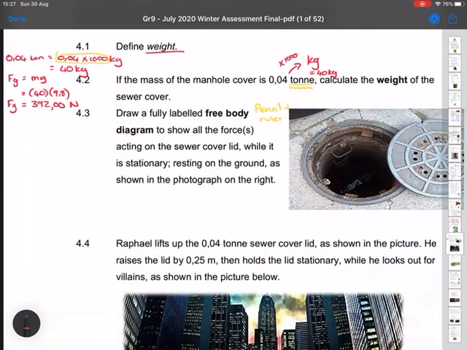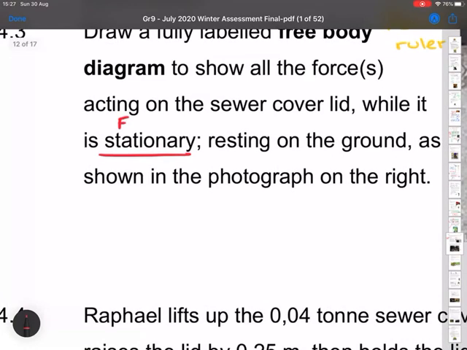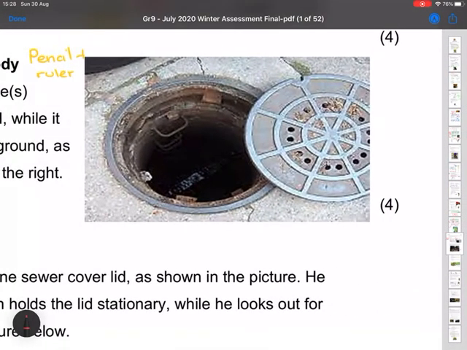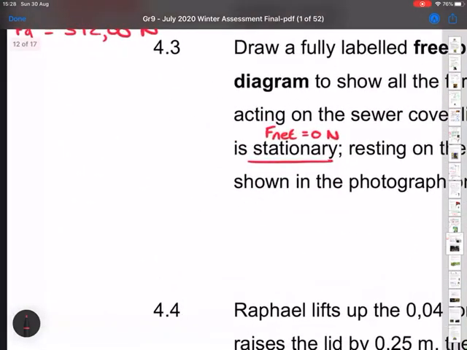Draw a fully labelled free body diagram to show all the forces acting on the sewer cover lid while it's stationary. Stationary meaning still, so no net force. Whenever you've got something that's still, F net equals 0 newtons. Resting on the ground as it's shown in the photograph on the right. So there we go, it's just on the ground. So every object with mass in the universe has weight, and weight acts vertically downwards. So we call that Fg, and Fg is the weight.